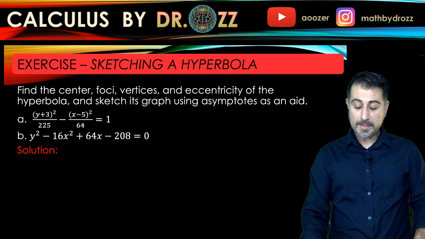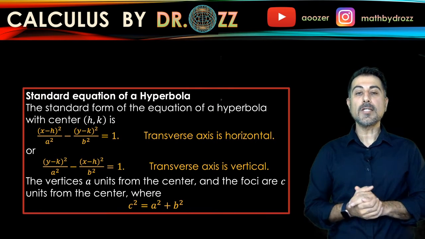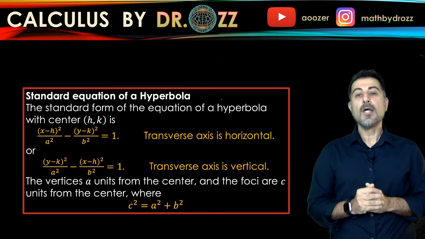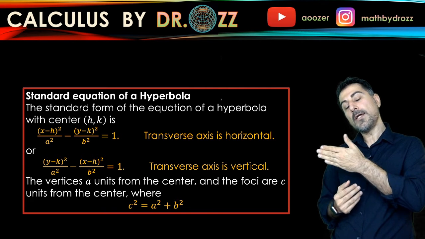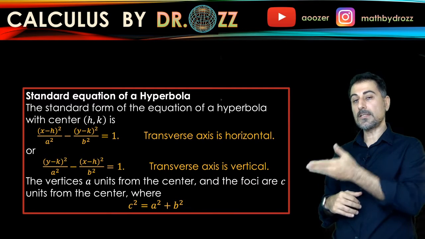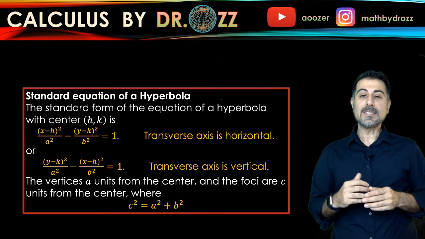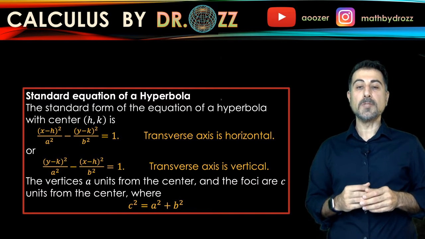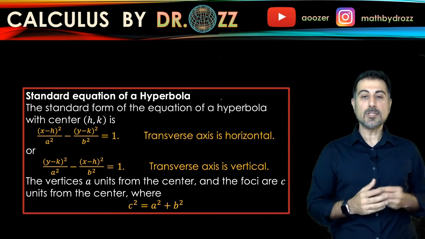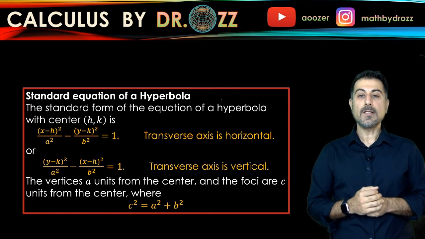And at this moment, let me just remind you of the standard equation of a hyperbola. As you see, you have two different kinds. In one case, the transverse axis is horizontal. In the other case, it is vertical. And in both cases, the center comes with the coordinates h and k. We have a and b as well.